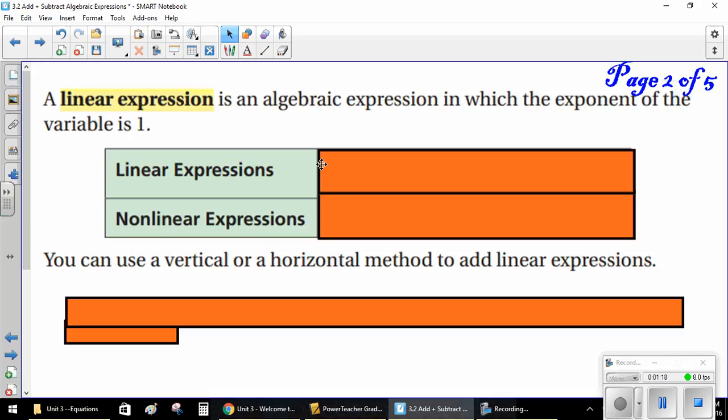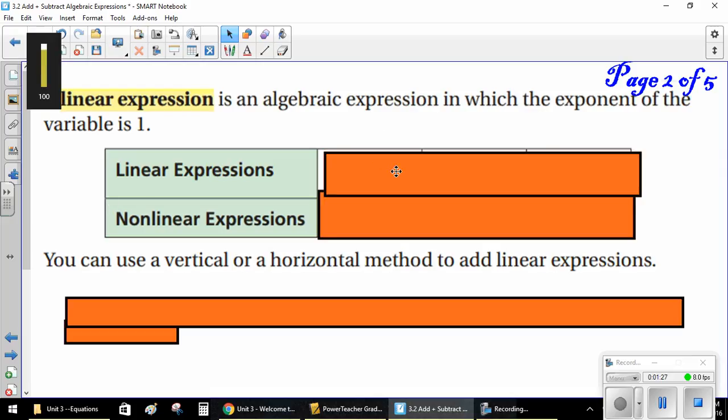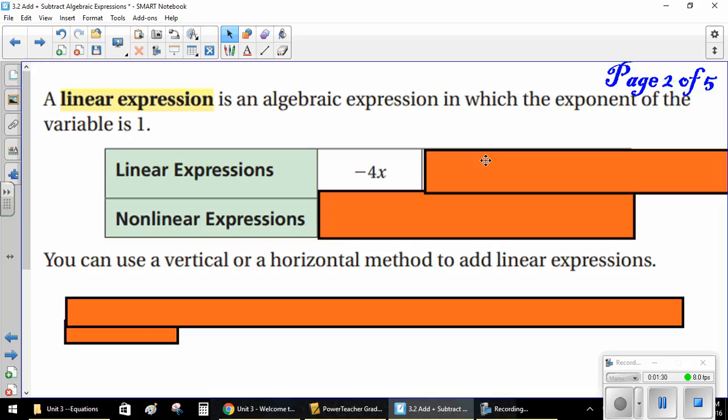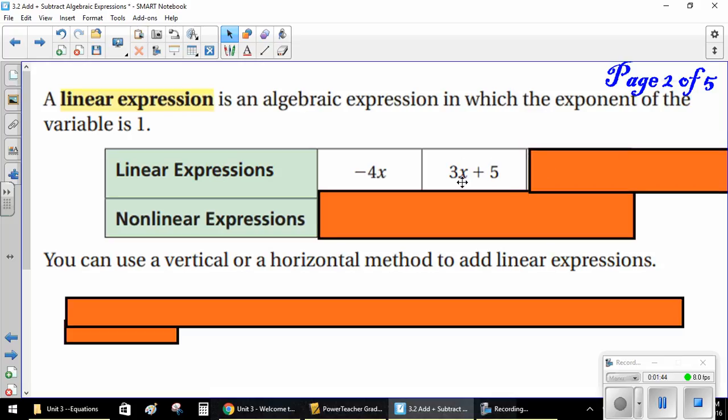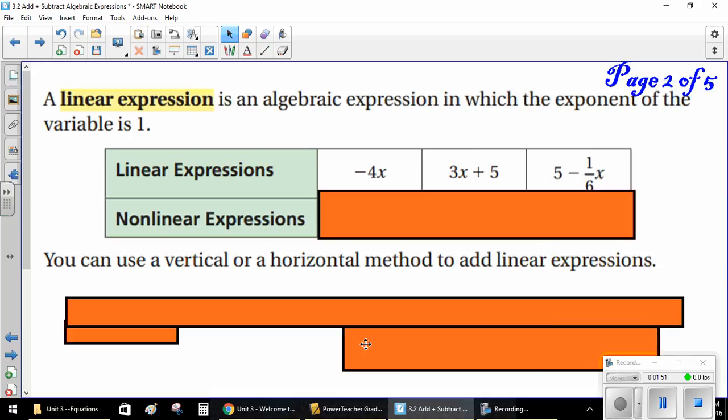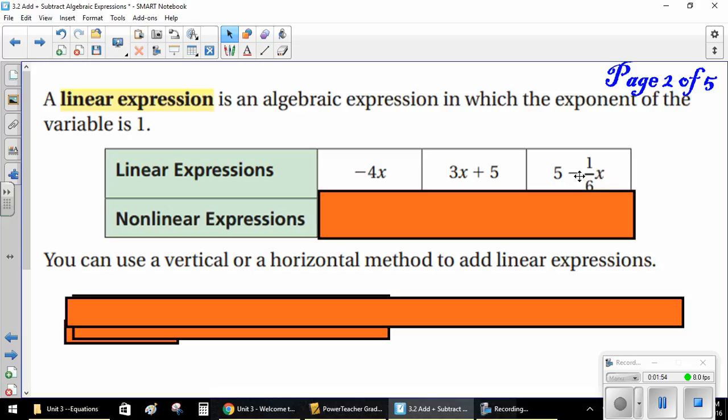Okay. So here are going to be some examples of linear expressions and examples of nonlinear expressions. So negative 4x is a linear expression. So you see the variable here? It doesn't have an exponent, so it's understood that it's 1. So this would be linear. 3x plus 5. Here's the variable. There's no exponent, so it's understood to be 1. And the last example, 5 minus 1 over 6x. Again, here's our variable. It's understood that the exponent is 1.